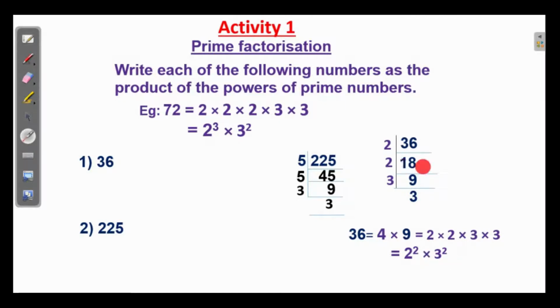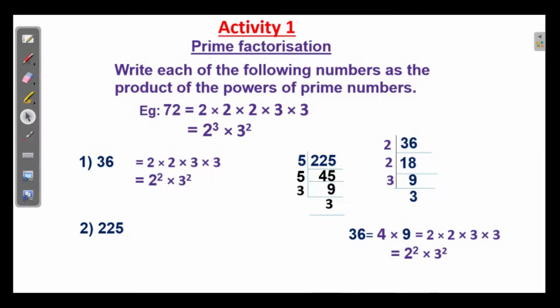In this method, how will you do? Divide this 36 by 2. 3 by 2, 1. 1, 2 is 2. Carry 1. Then 16. 8 2s are 16. Then 18. Again 2. Even number. So we can divide it by 2. 9 2s are 18. Then this is not an even number. So consider next prime number 3. 3 3s are 9. So 36 can be written the same way, 2 square into 3 square.